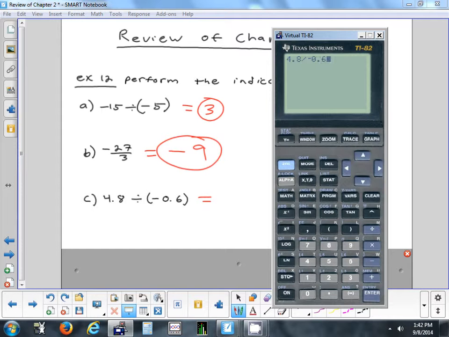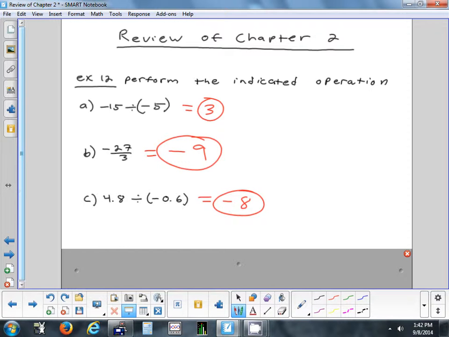Before I hit enter, what kind of answer am I going to get? 4.8 divided by negative 0.6. You're going to get a negative. Do you know what it is? Not sure? I know this problem's a little different, but think: 6 times what is 48? 6 times 8. This is almost the same problem, and you could use that reasoning to figure it out. In this case, though, negative 8. Okay, so that was basic division with some numbers that weren't decimals, and then one that was.